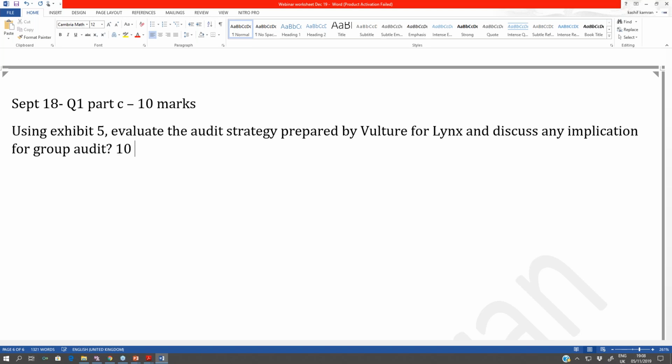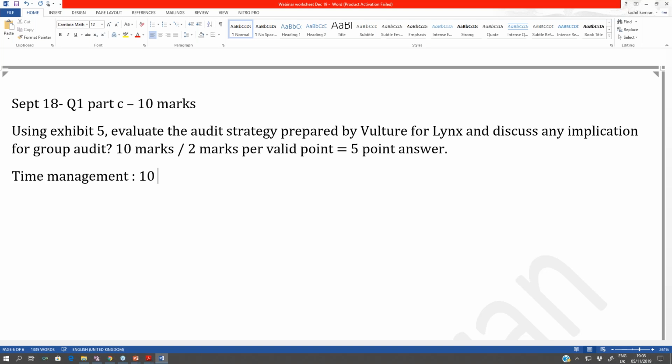So we know the equation, right? 10 marks divided by 2 marks per valid point is equal to a 5-point answer. So a 5-point answer will give us the 10 marks. Again, we need to work on the time management. We have 10 marks multiplied by 1.95 minutes per mark, which is equal to 19.5 minutes. From the 19.5 minutes, a quarter of the time should be spent on planning, which is 4.9 minutes. So we're left with a writing time of approximately 14.6 minutes.